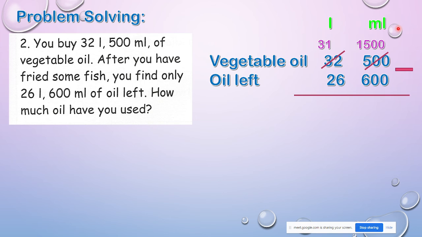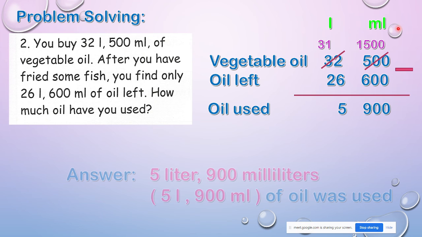How about 31 minus 26? 31 minus 26 is 5. So the answer is 5 liters, 900 milliliters. Teacher forgot letter S here. 5L, 900 ml of oil was used in frying the fish. Do you understand?